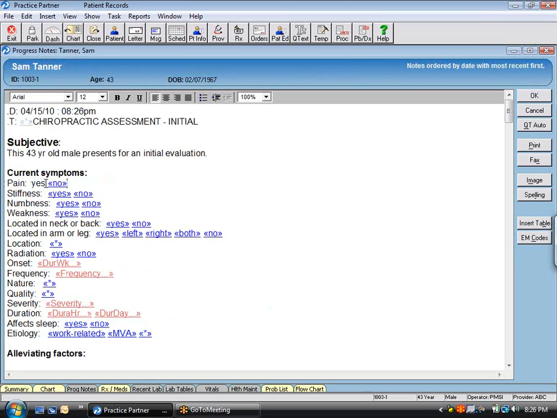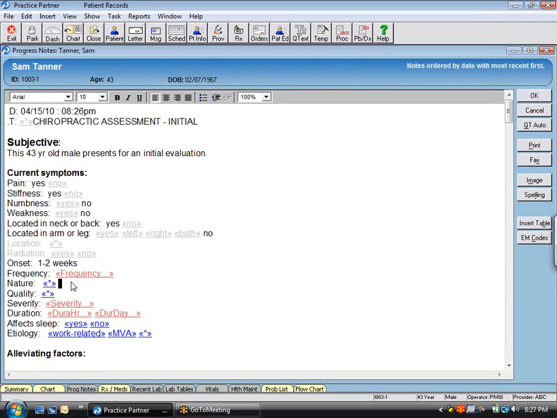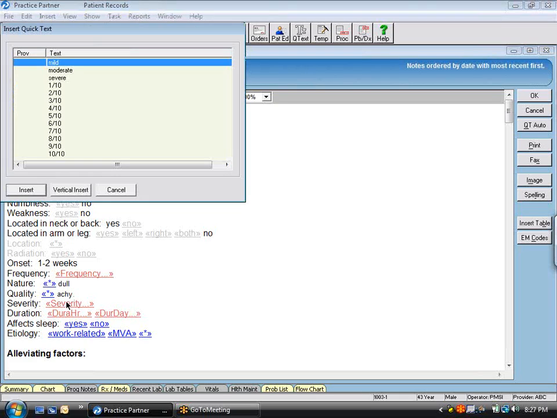Where we indicate the presence of pain and stiffness, the absence of numbness and weakness, where the pain is located in the neck and not in the arm or leg. Onset occurred starting 1 to 2 weeks ago. The patient would describe the nature of that pain as dull, quality as being achy, where severity on a scale of 1 to 10 will be rated at 5 of 10.